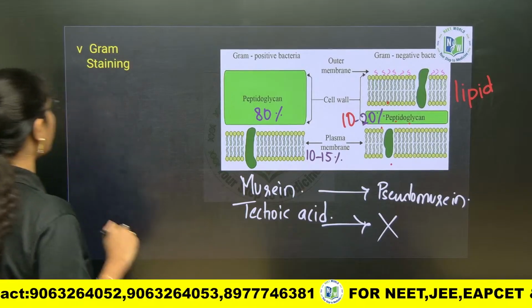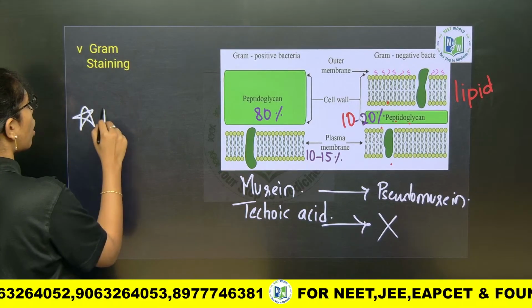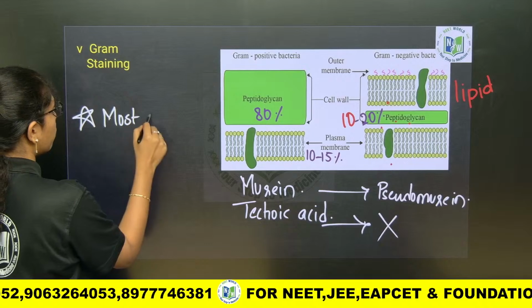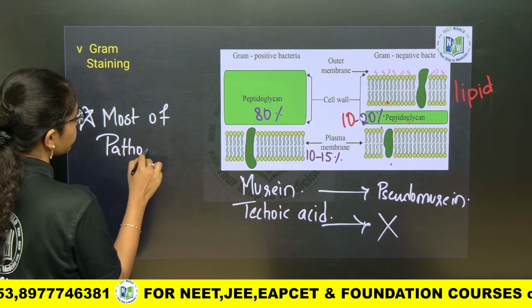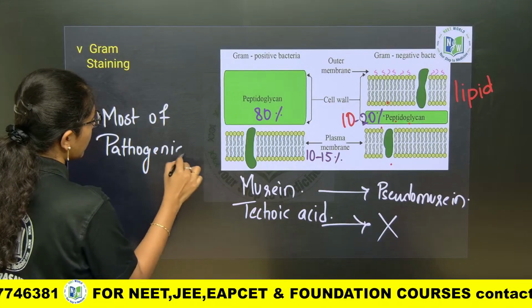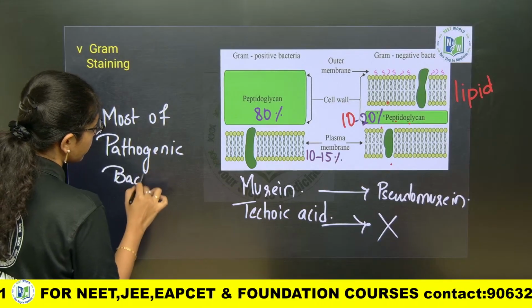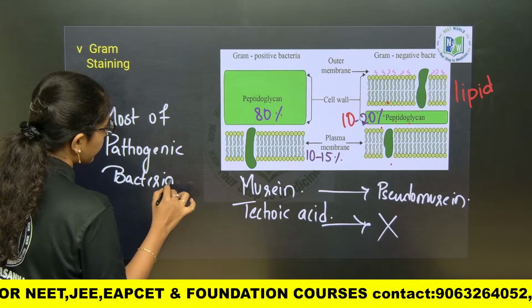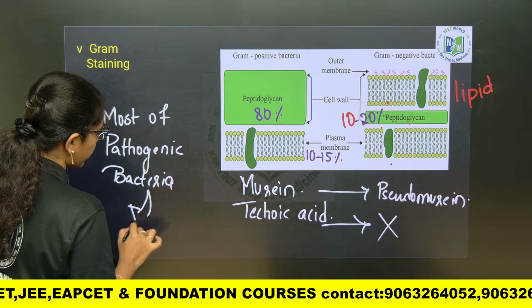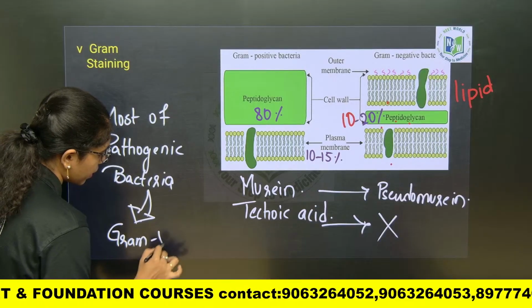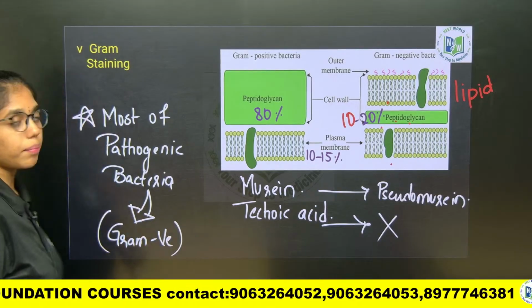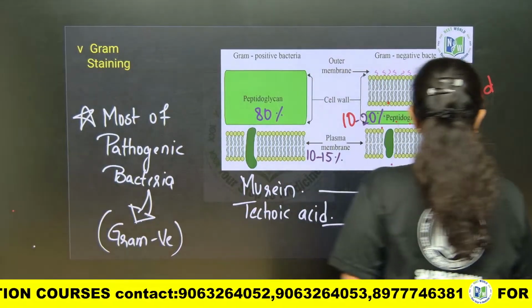Here one point to highlight is most of the pathogenic bacteria are gram negative. They are what? Gram negative. Most of the pathogenic bacteria are gram negative bacteria. Clear? Fine, right? Next.